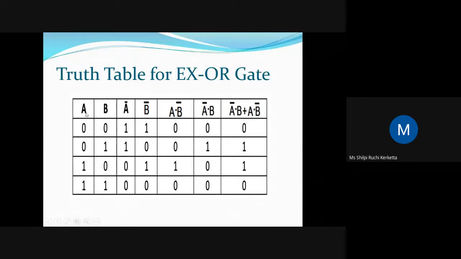So the inputs are A and B. The combinations will be 0 0, 0 1, 1 0, and 1 1. What will be A complement? A complement will be opposite to A. A is 0 0 1 1, so it will become 1 1 0 0. And what is the complement of B? B is 0 1 0 1, so it will become 1 0 1 0.